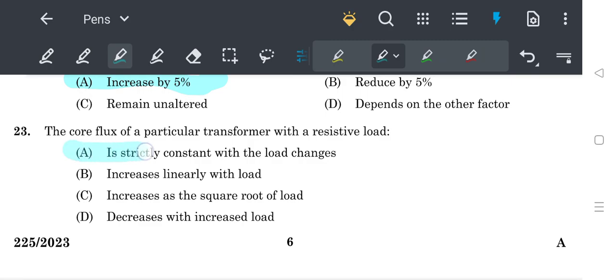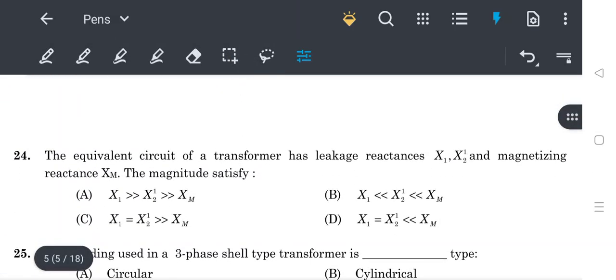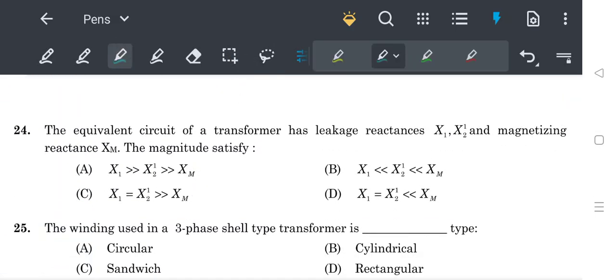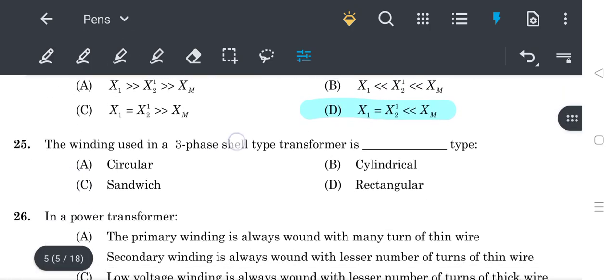Option A, is strictly constant with the load changes. Next one, the equivalent circuit of a transformer has a leakage reactance X1, X2 and magnetizing reactance Xm. The magnitude will satisfy option D, X1 is equal to X2 very much less than Xm.